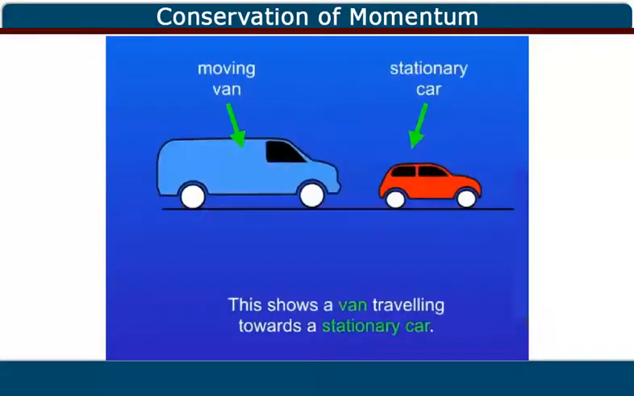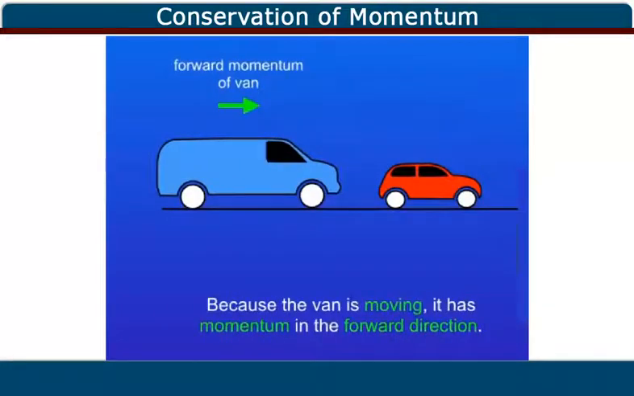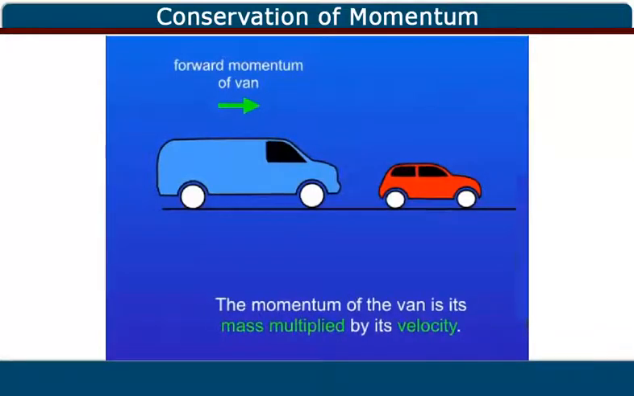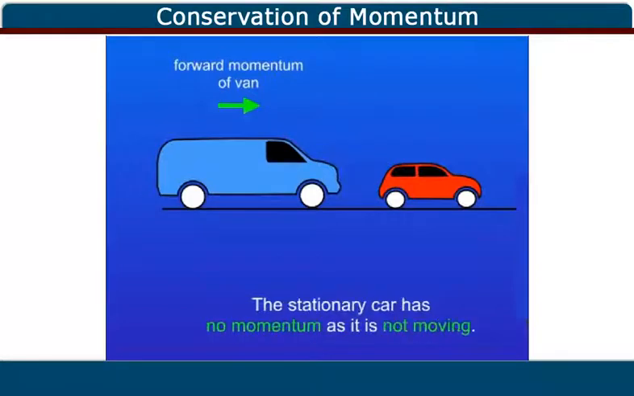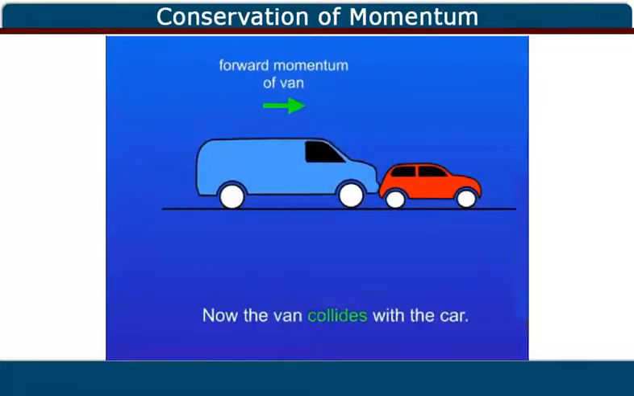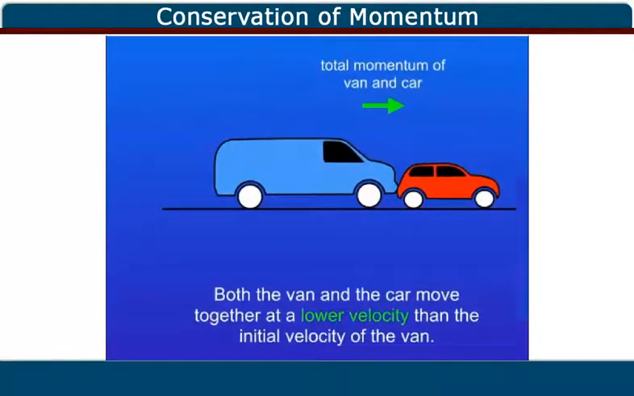Here is a van traveling toward a stationary car. Because the van is moving, it has momentum in the forward direction. As we've learned, the momentum of the van is its mass multiplied by its velocity. The stationary car has no momentum as it is not moving. Now the van collides with the car. Both the van and the car move together at a lower velocity than the initial velocity of the van.